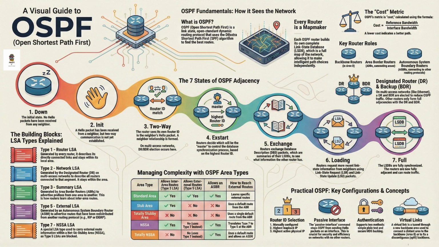Moving up the hierarchy, we need to connect the neighborhoods. That's the function of the Type 3 summary LSA. This is where the ABRs earn their money. Type 3 LSAs are generated by the area border routers. When an ABR learns a set of routes from Area X, it generates a Type 3 LSA to advertise those routes into the next area, usually Area 0, the backbone.